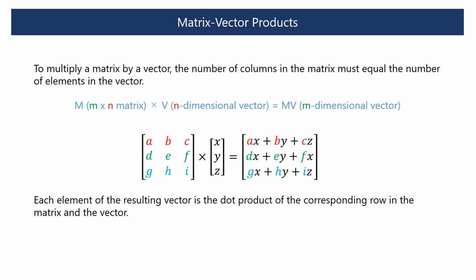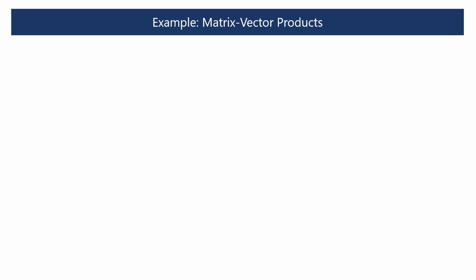Here is how the operation is carried out. Each element of the resulting vector is the dot product of the corresponding row in the matrix and the vector. In this dot product, we multiply each element in the matrix row with the corresponding element in the vector, then add up these products. Let's illustrate the process of matrix-vector multiplication with an example.